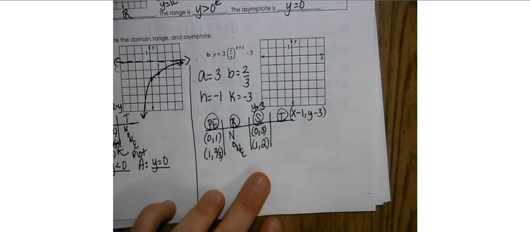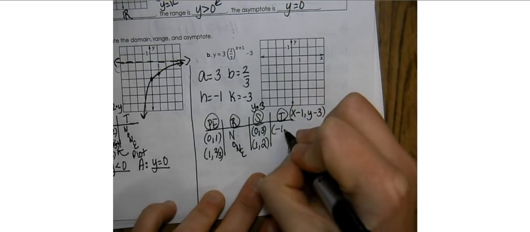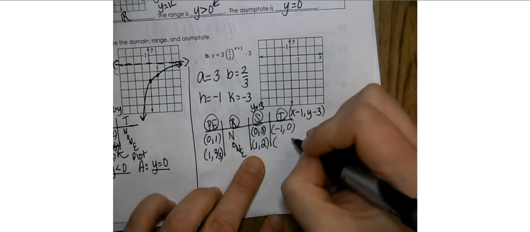For translation, I'm going to take all of my x values and subtract 1, and I'm going to take all of my y values and subtract 3, and that comes from my h and k value. So I'm going to have -1, 0, and 0, 2 minus 3 is -1. So these are going to be the ordered pairs that I'm going to plot.